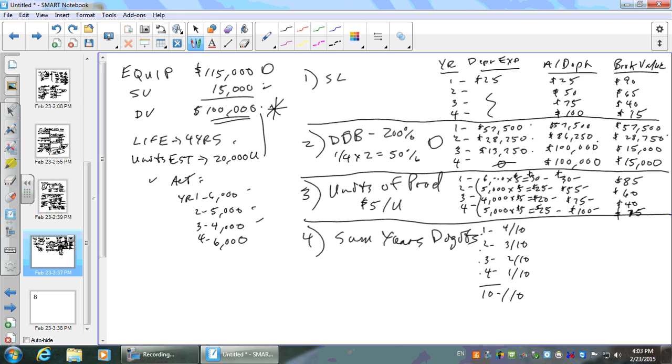So what are we going to use? The 100, right? Depreciable value. 4 tenths is how much for the first year? 40,000. Second year? 30. Third year? 20. Fourth year? 10. 1/10. All that's going to add up to how much? It's 100,000, and we wanted to depreciate, right?